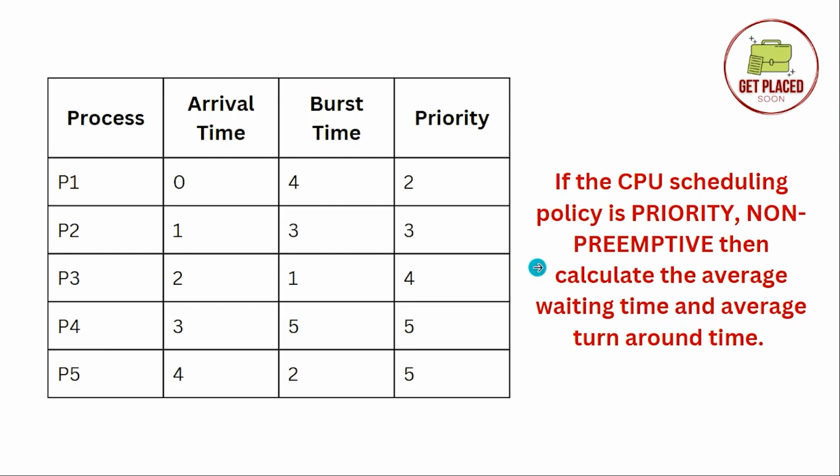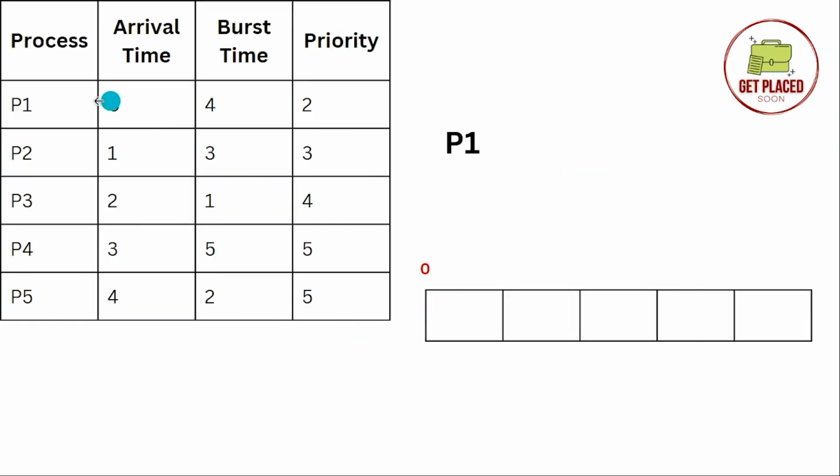So let's get started. At time 0, there is only one process that has arrived, that is P1. The burst time for P1 is 4 with the priority 2. Because there is no other process available at time 0, we will assign P1. The burst time is 4, so from 0 to 4, P1 is completed. Because this is non-preemptive, we will not stop P1. We will make sure P1 completes till 4.